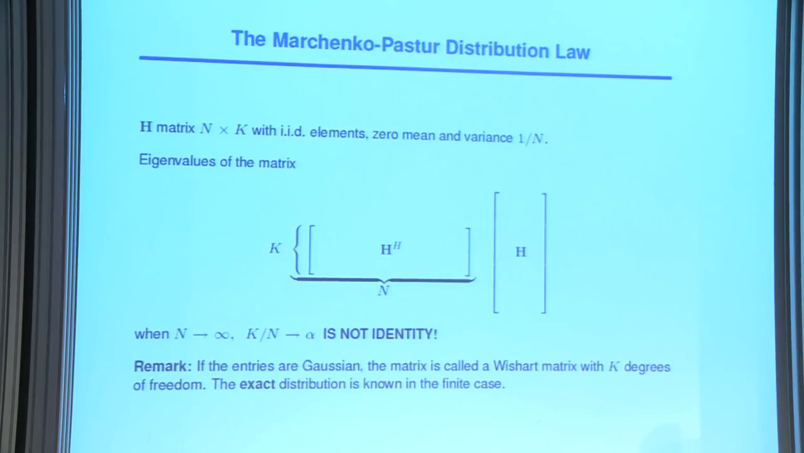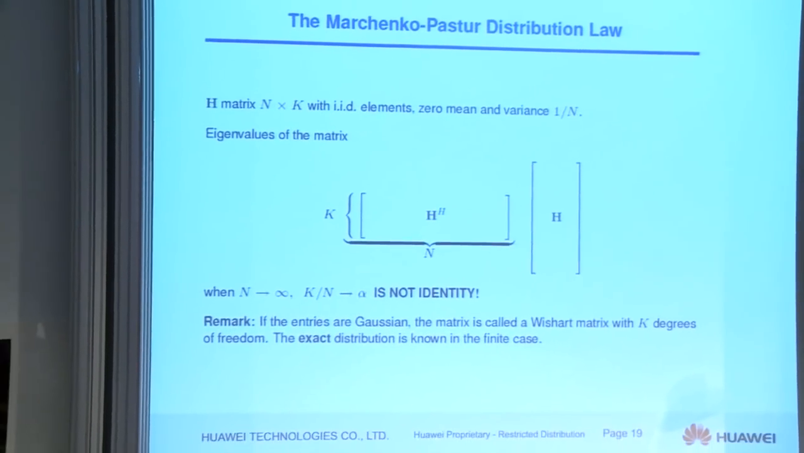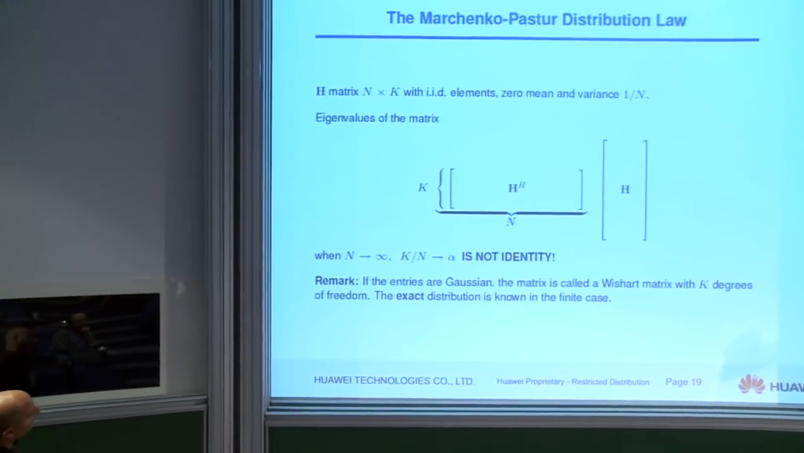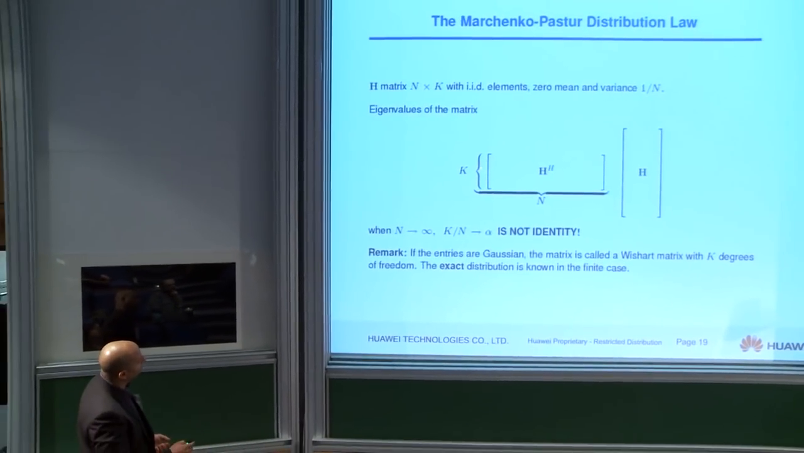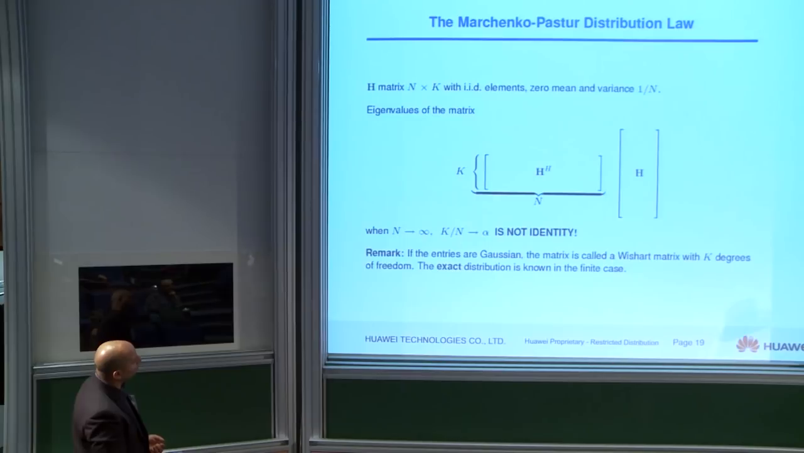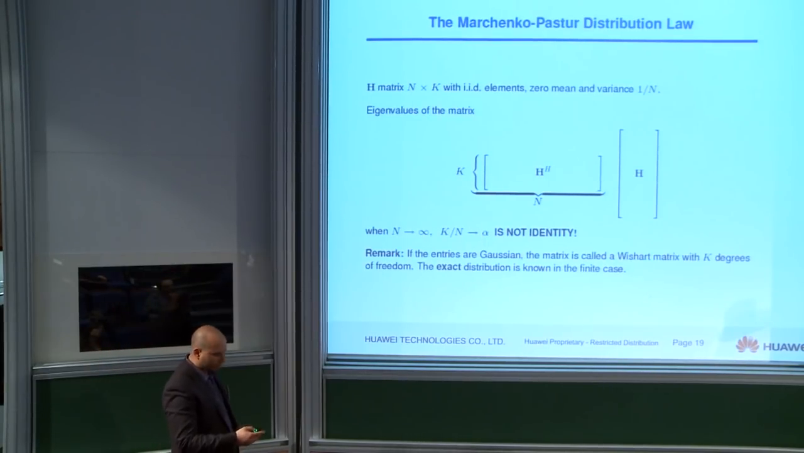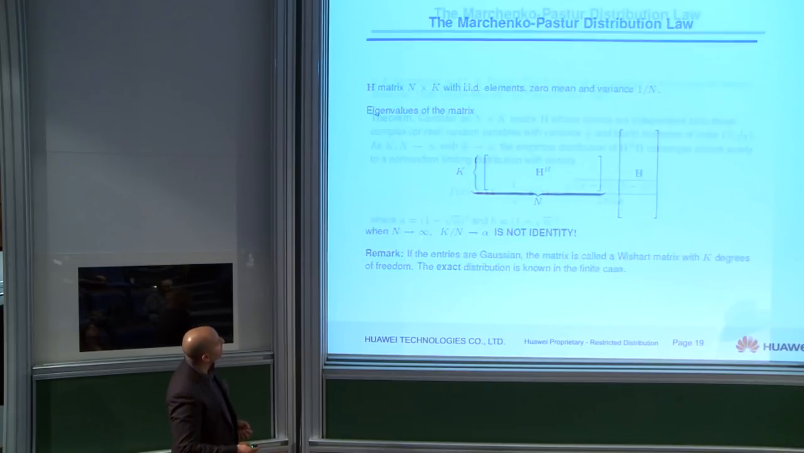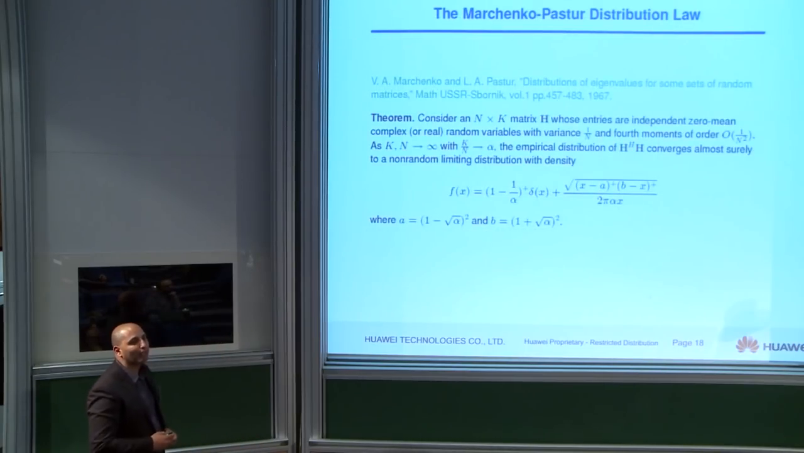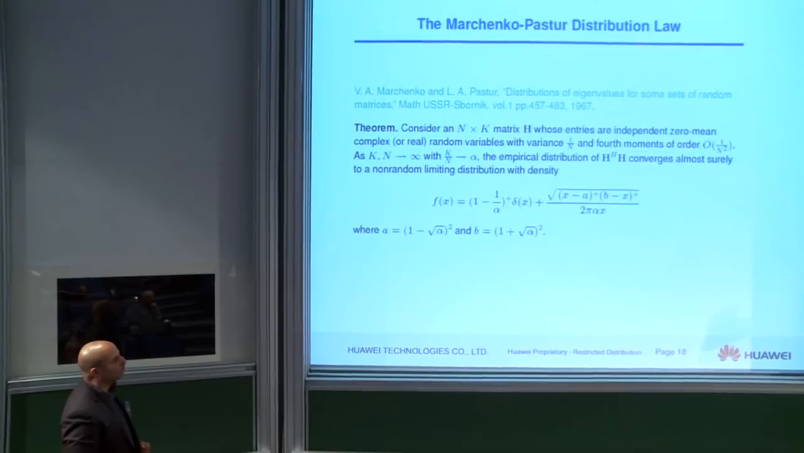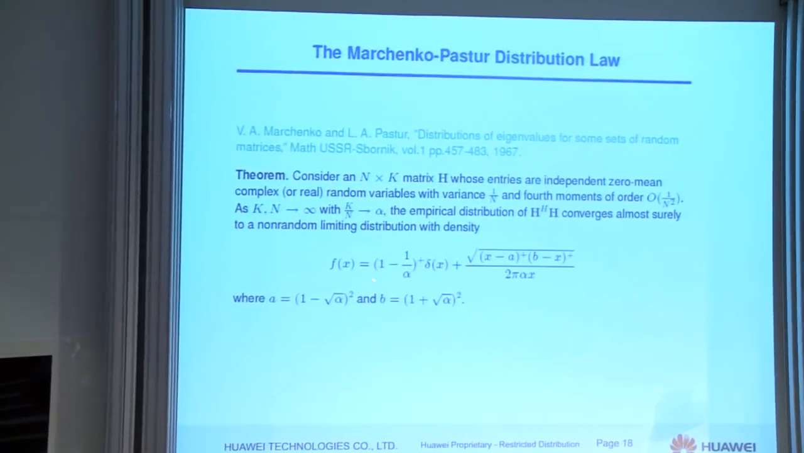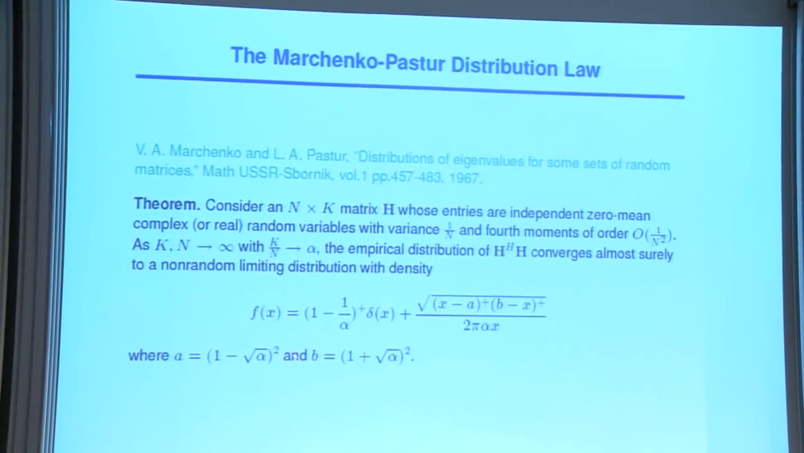You have to know that in the case where K and N are big enough, but the ratio tends to a constant alpha, so K is big, N is big, but K over N tends to a constant, we have an explicit form. This is called the Marchenko-Pastur law. We have an explicit form of the distribution, given by this formula.